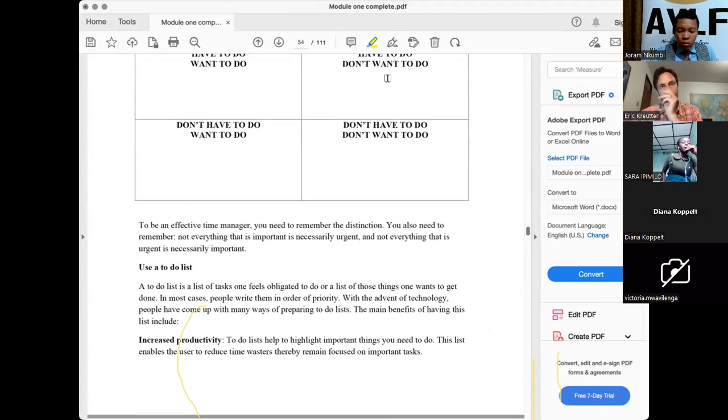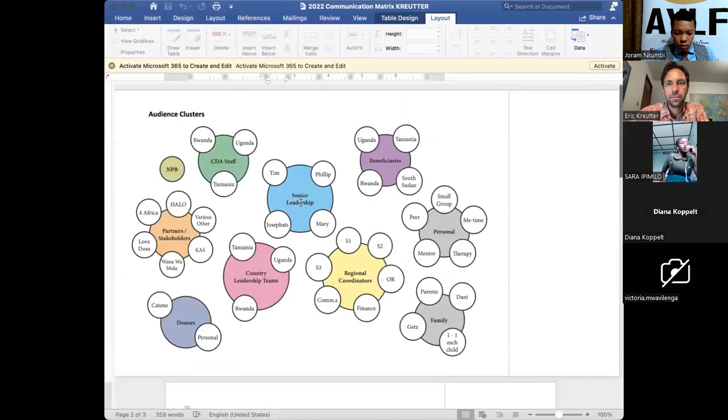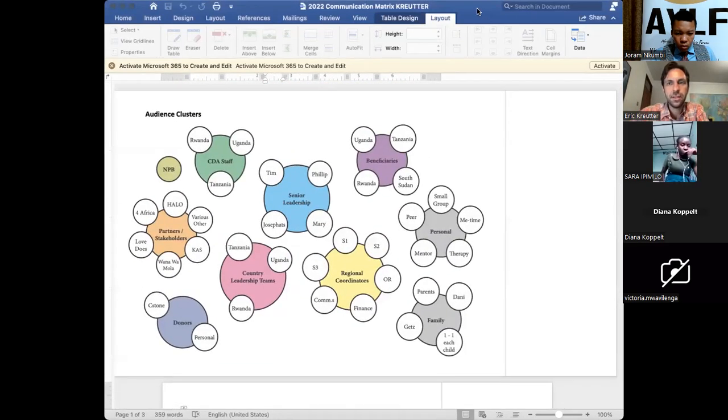Okay, I'm going to pause this right here. And so I'm going to give you a sample of a way that I effectively manage my time. So this is called a communication matrix. And in my job, I do a self-assessment of all of the different groups of people that I need to spend time with, all the different areas of responsibility that I have, and the different people I need to connect with in those different areas of responsibility.